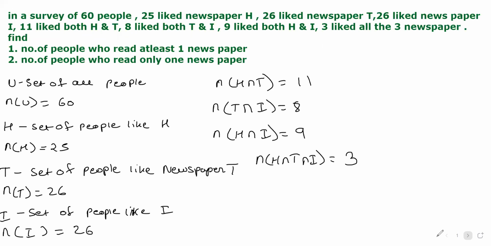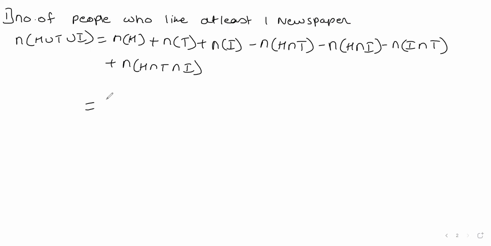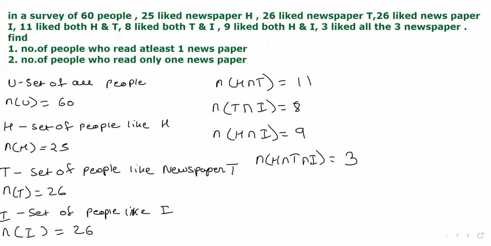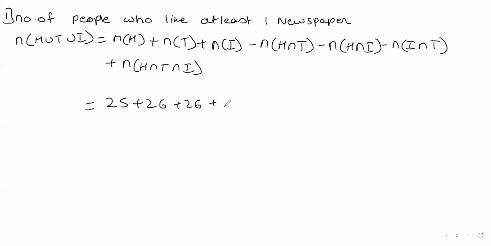So we have all the numbers: 25, 26, 26, minus 11, 8, 9. Sorry, this will be minus because these are intersections. And this is plus 3. So it is 20, 20, 60, 40, 60, 60 plus 5, 65, 71, 77.